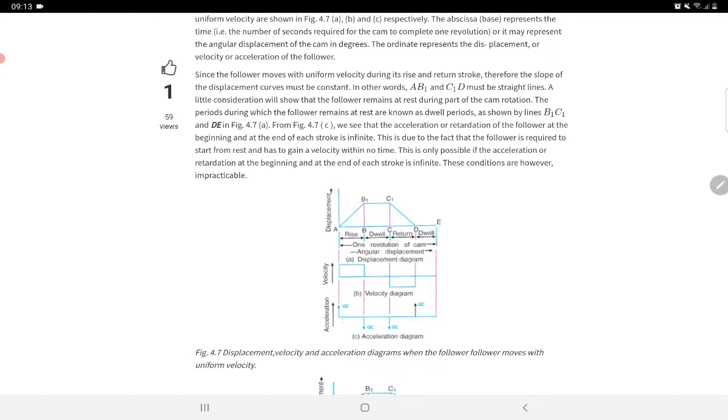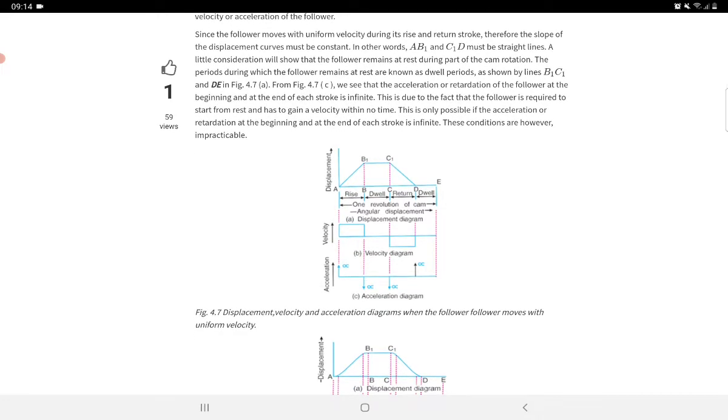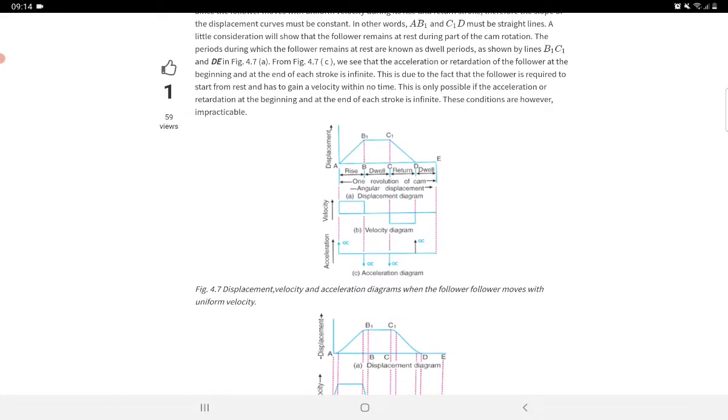In the acceleration diagram, you will see the infinite acceleration during AB and during the CD region. So we can see that the acceleration or retardation of the follower at the beginning and at the end of each stroke is infinite. This is due to the fact that the follower is required to start from rest and has to gain a velocity with no time. This is only possible if acceleration or retardation at the beginning and at the end of each stroke is infinite. These conditions are impracticable.